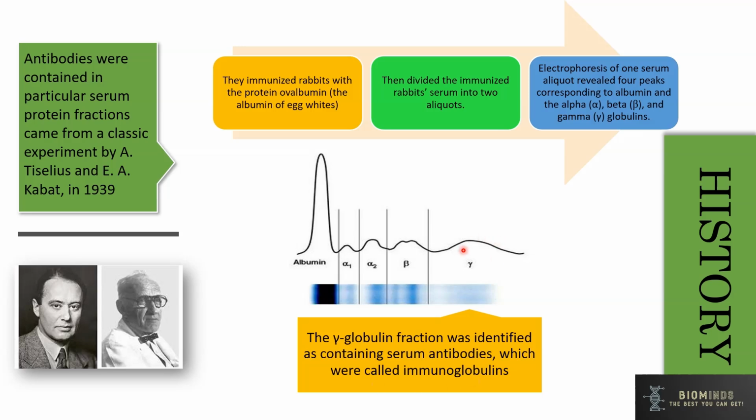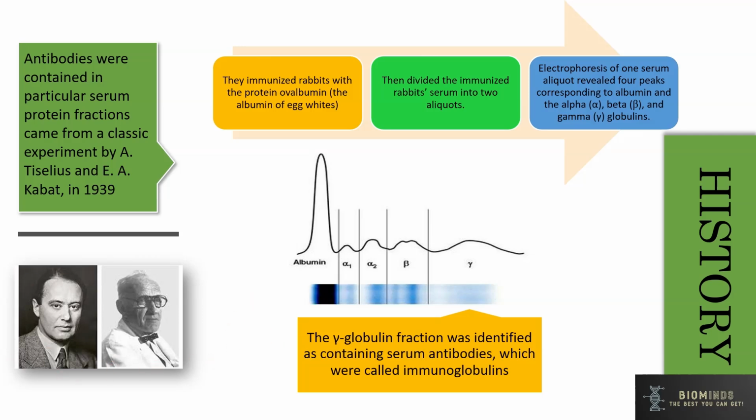Immunoglobulin is further named as antibodies. So whenever you do an experiment using a serum sample and you want antibodies from that person, you can use the gamma fraction from that particular person's serum sample. In the gamma fraction we have antibodies. This is how these two scientists demonstrated it.